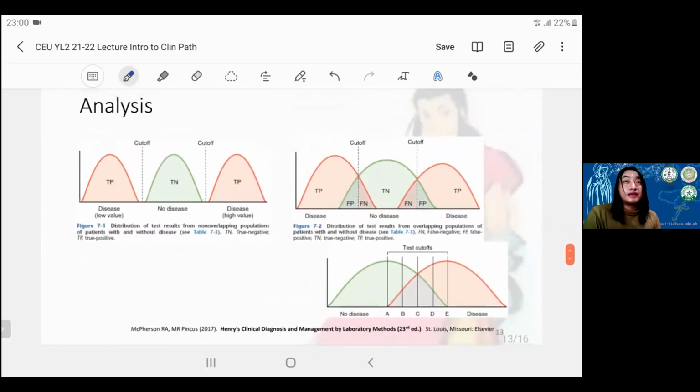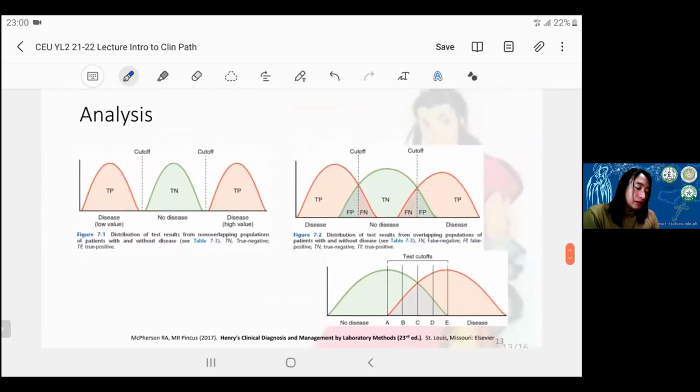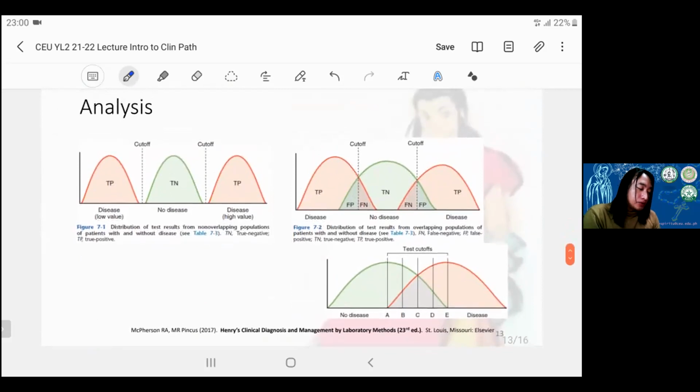Now let's go to the analytic phase. So ideally, the values should have a clear cutoff point. So ideally, a true positive value would be those that have the range value actually having the disease. And then the true negative would be those within the reference range that do not have the disease. But in reality, there is an overlap between these values.